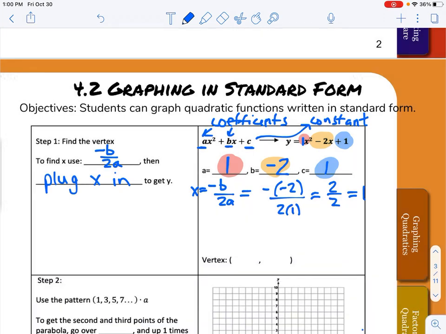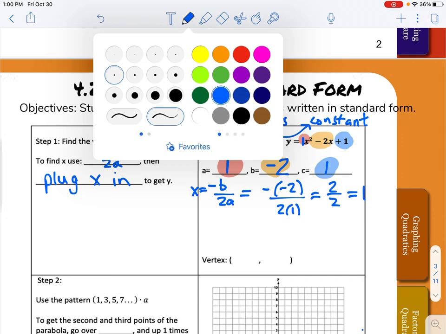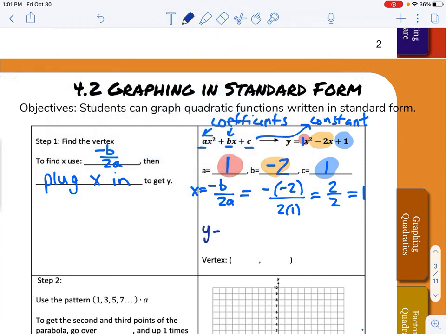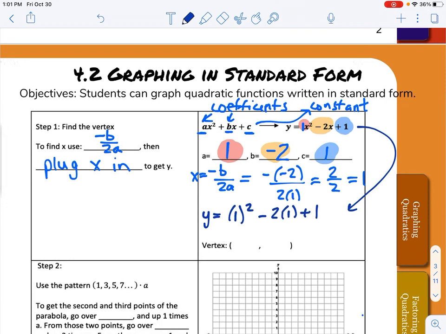Then we need to plug that back into the original equation to solve for y. So we have y equals this equation, bring it down, 1 squared minus 2 times 1 plus 1. So 1 squared is 1, minus 2 plus 1. So y is going to equal 0. So our coordinate of our vertex is 1, 0.